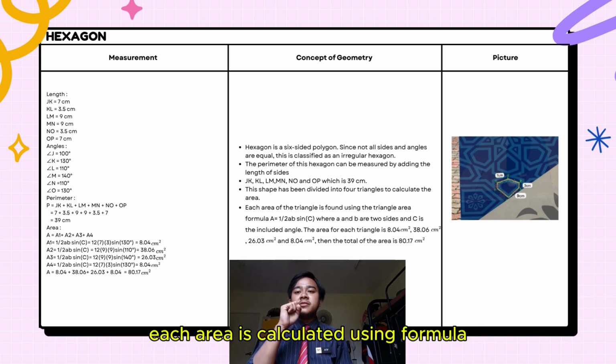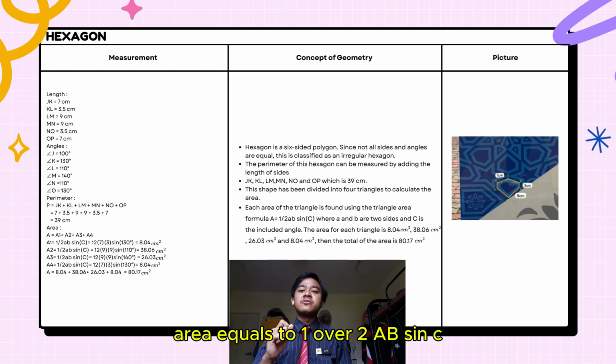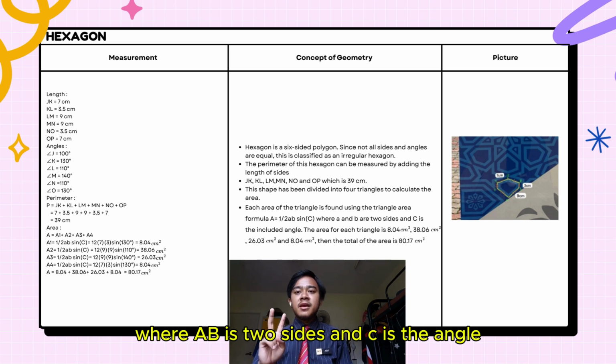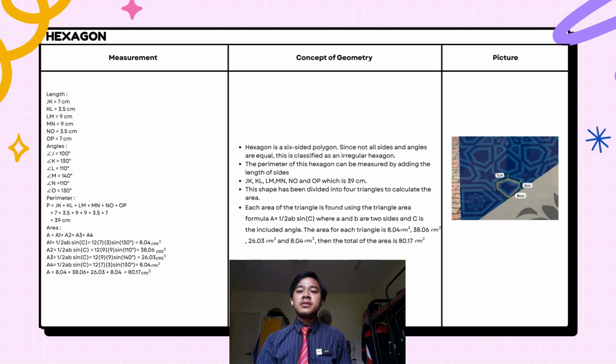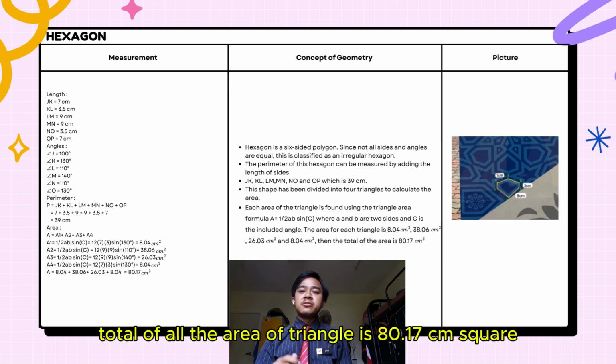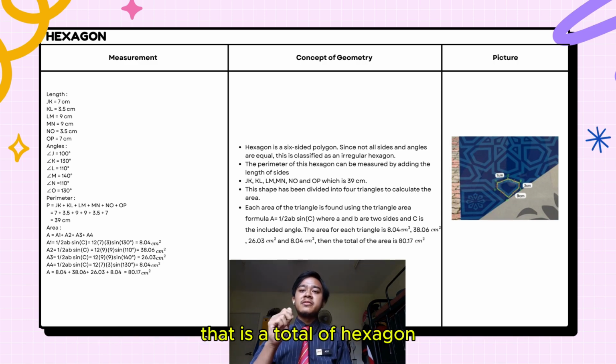Each area is calculated using the formula area equals 1/2 AB sin C, where AB is 2 sides and C is the angle. The areas of the triangles are 8.04 cm square, 38.06 cm square, 26.03 cm square, and 8.04 cm square. The total of all the areas of the triangles is 80.17 cm square. That is the area of the hexagon.